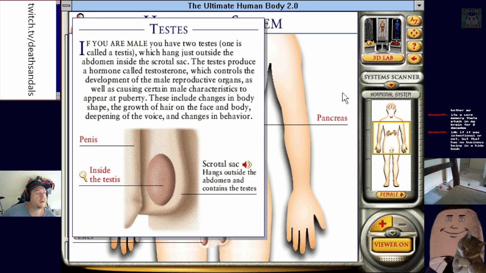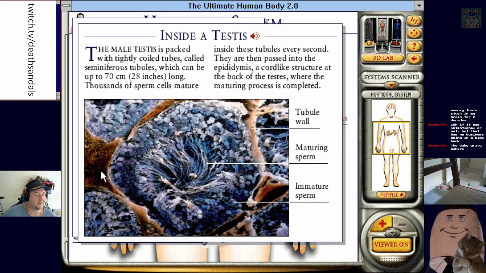Testicles. Testes. Oh, we've learnt the singular word for a testicle. For testicles, it's testes, not testes. Yeah, there you go. Scrotal sac. I'm having too much fun just looking at all the dick stuff. The baby gravy makers, exactly. Totally kind of interesting that they got this cool little cross section though.